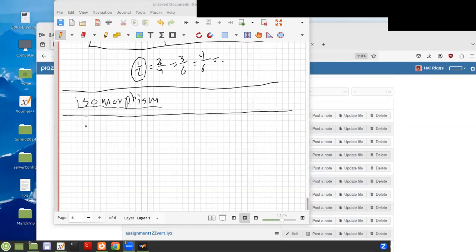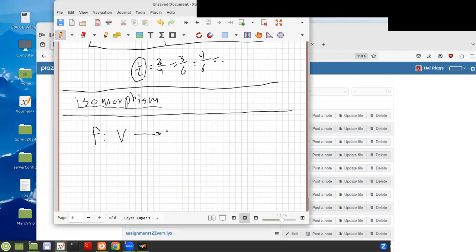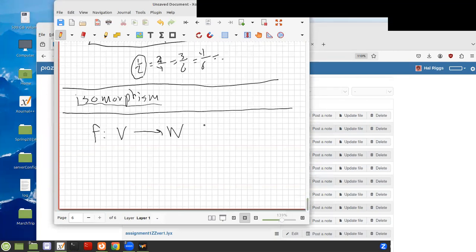So let's consider a linear map that's not necessarily an isomorphism. So it might not be one-to-one, it might not be onto. So let's draw a picture of what's going on.